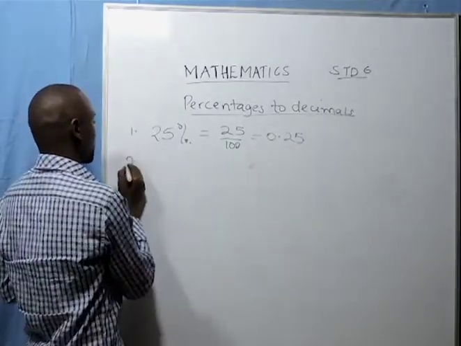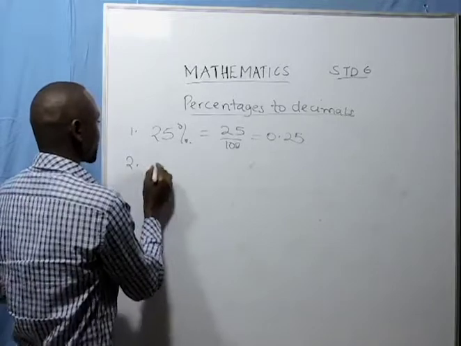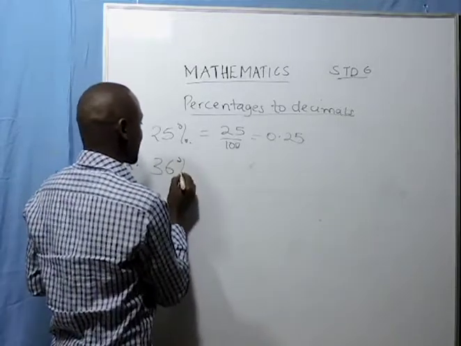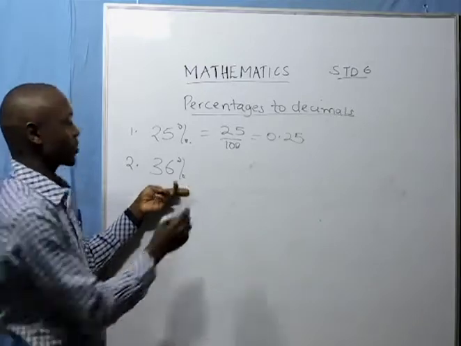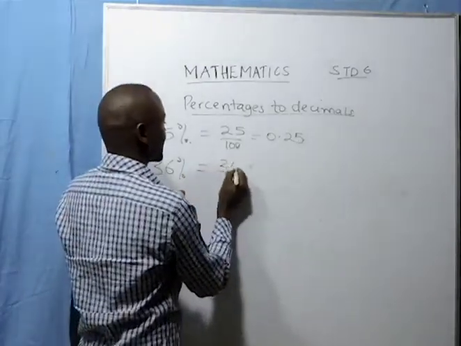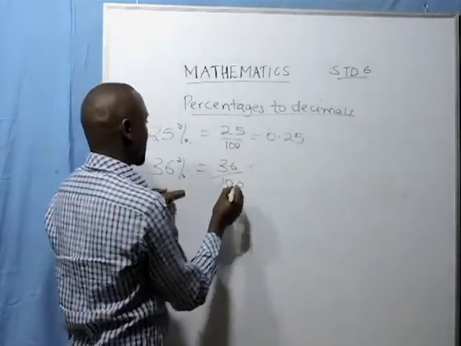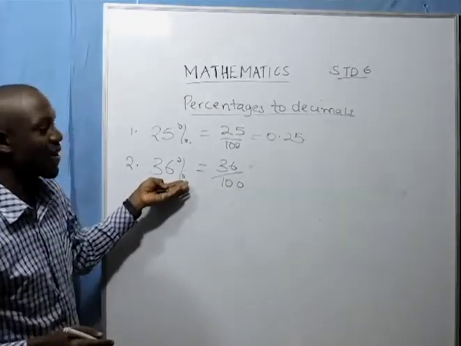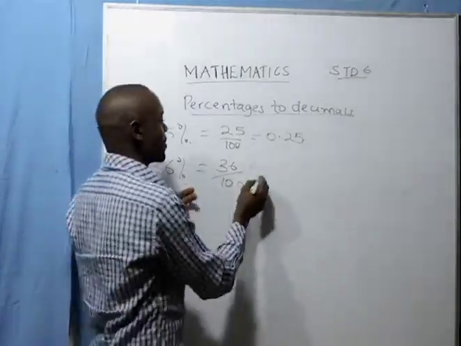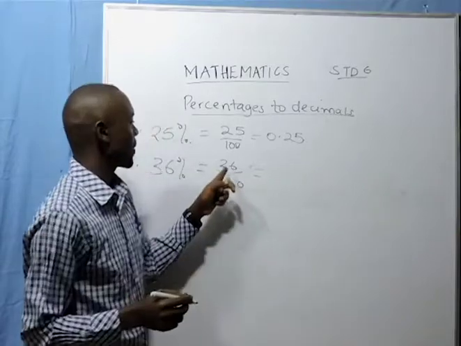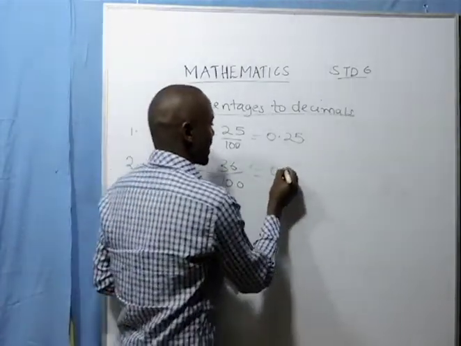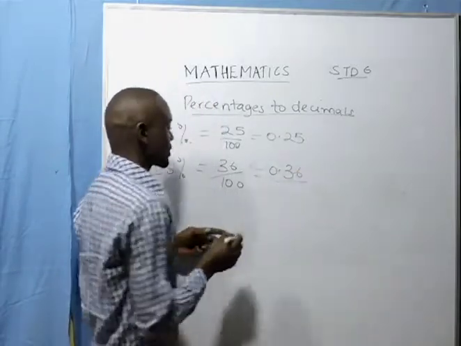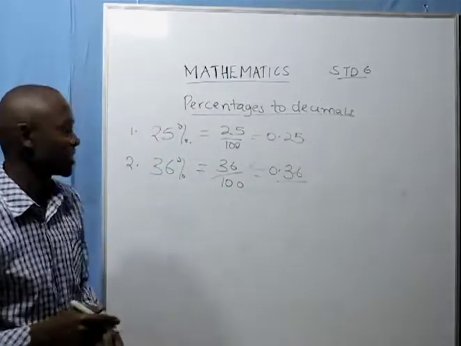That is example 1. Another example, write 36% as a decimal. You first write this one as a fraction, which is 36 over 100. Percent means over 100. Then as a decimal, because it has 2 digits, it will be 0.36.